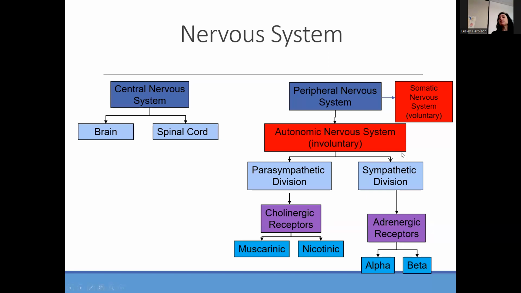And then for the sympathetic, those are all called adrenergic receptors. The adrenergic receptors that we'll talk about are alpha and beta. Those are further subdivided into alpha 1 and alpha 2, beta 1 and beta 2. There's actually a beta 3, but we don't talk about that really at all.